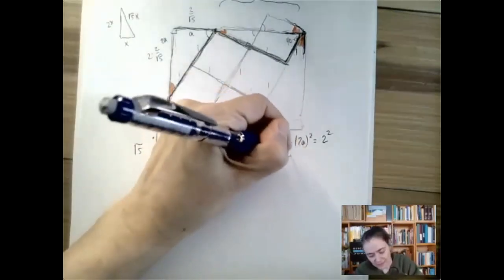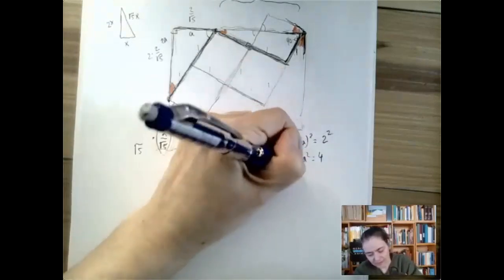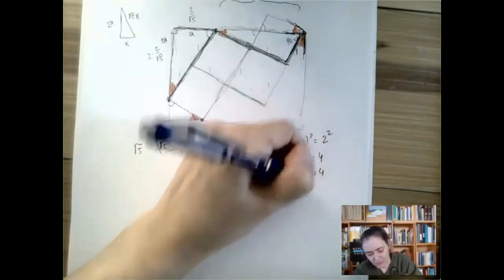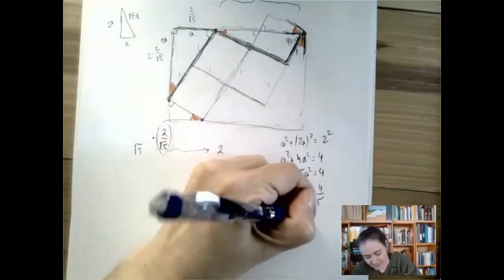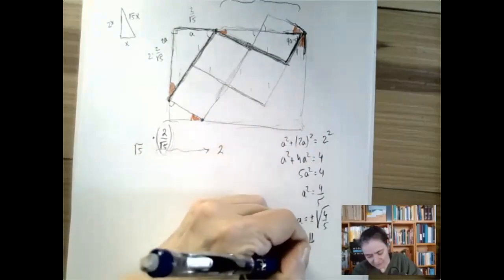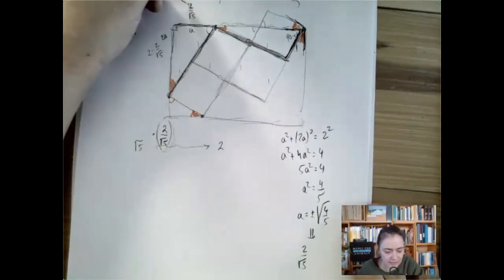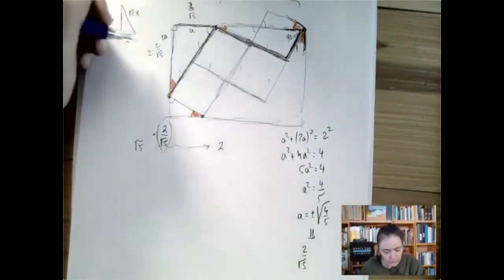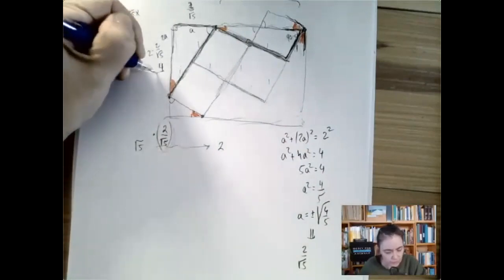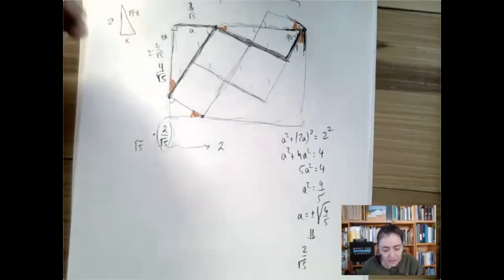a squared plus 4a squared is 4. 5a squared is 4. a squared is 4 over 5. And so a is 2 over root 5. That is the same 2 over root 5 that we found by scaling. And then the other side is 2 times 2 over root 5, so that's 4 over root 5. Okay, so that's pretty good.